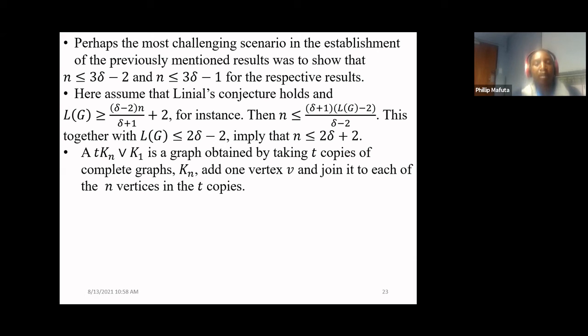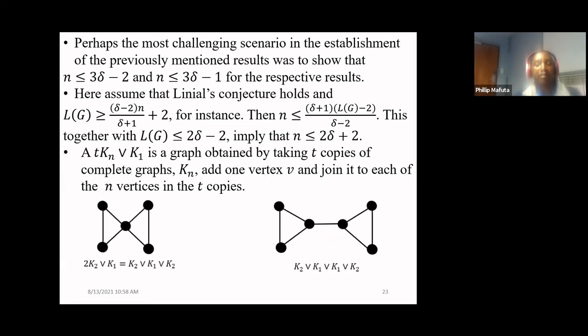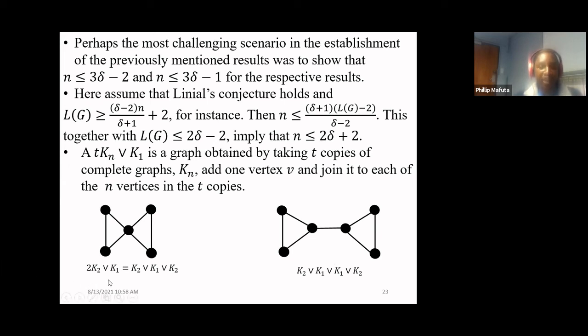Here we introduce to you the sequential join of a graph. In general, if you are given the graphs G1, G2 up to Gk, a sequential join is such that every vertex in Gi is adjacent to every vertex in Gi plus 1. So borrowing such a definition, we define a tKn joined K1 to be a graph obtained by taking t copies of a complete graph Kn, then add one new vertex v, say that v is joined to each and every vertex in the t components. So here I'll give you an example, that is 2K2 joined K1. If you want to write it in terms of sequential joins, it's K2 joined K1 joined K2.